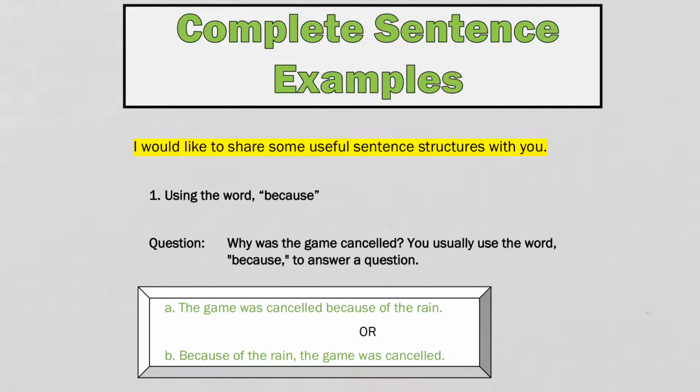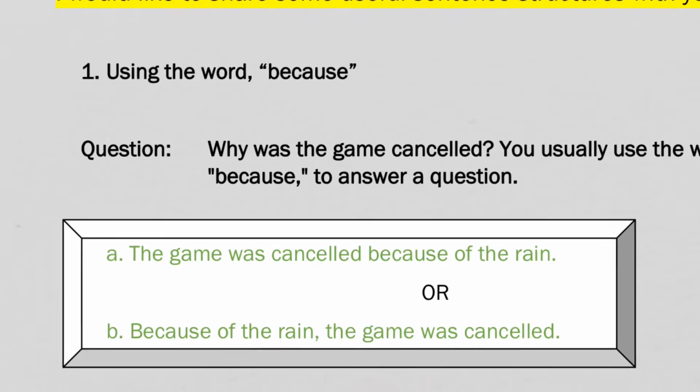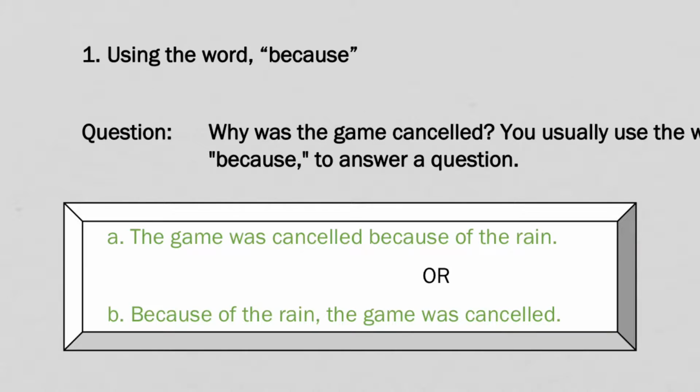Hello everyone. In this lesson, I will be sharing examples of complete sentences and looking at some useful sentence structures. First of all, let's start with the word because. You would usually use the word because to answer a question. Maybe a question like, why was the game canceled? I could say, the game was canceled because of the rain. Or I could say, because of the rain, the game was canceled.